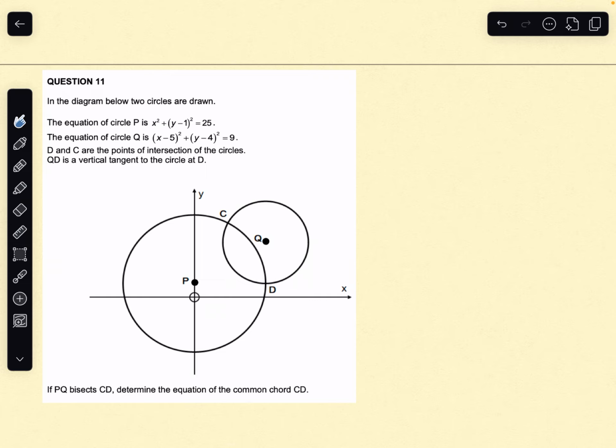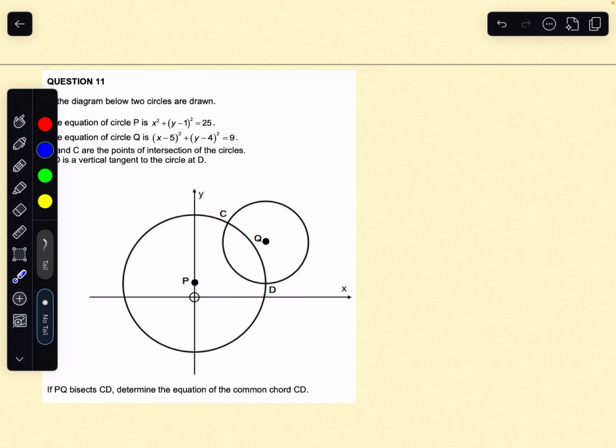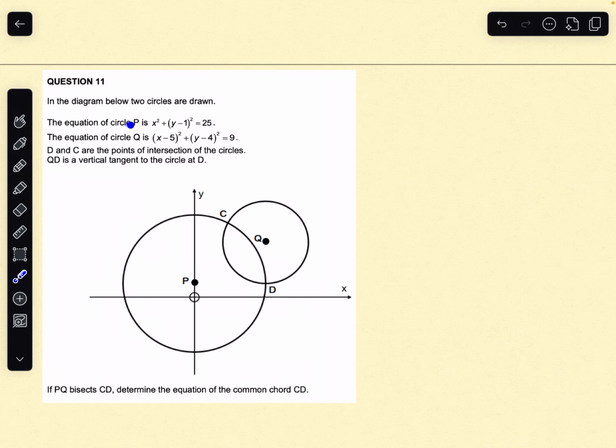Let us do it. So, in the diagram below, two circles are drawn. The equation of circle P is x squared plus (y minus 1) squared is equal to 25. So that's this guy with center P, and from the equation we can see that the center has x coordinate 0 and y coordinate 1. So we know that the coordinates of P are (0, 1). And we also know that the radius is the square root of 25, so r is equal to 5, right?